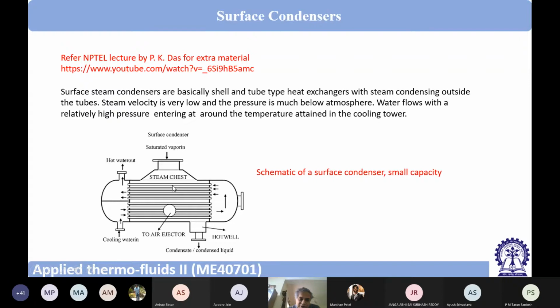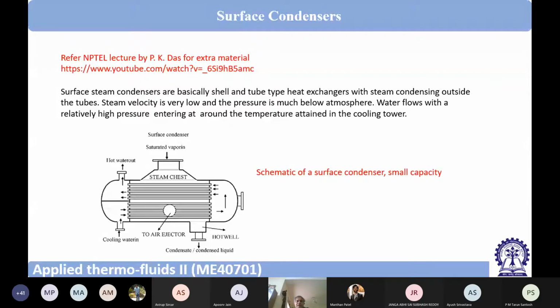Low rate of heat transfer will increase the condenser temperature, and then the increase of pressure due to the presence of air will also increase the temperature of the condenser. So by these two reasons, the temperature of the condenser will increase. That means the sink temperature is increasing. If the sink temperature increases, then the efficiency of the thermal cycle, power cycle, will reduce.